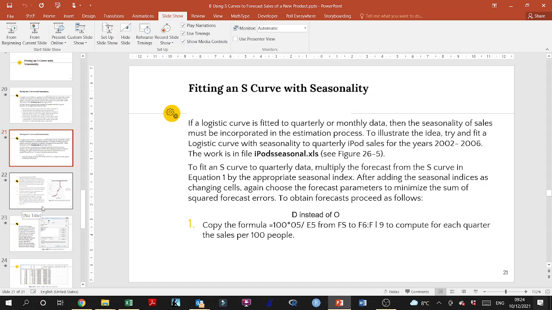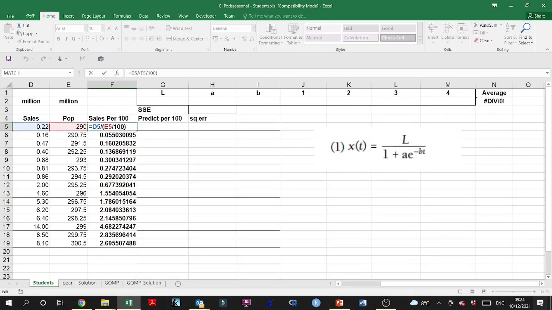Maybe I did something here. I think per 100 people, we don't divide over 100. Aha. So this is the sales over population, and this should be 100 times. So it's going to be like that. Is it the same? It is the same. Do you see?